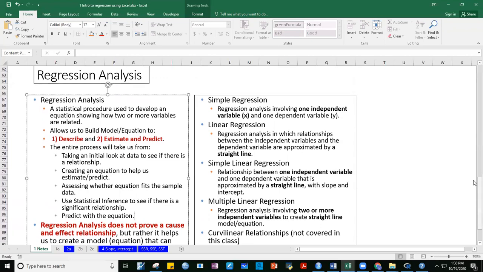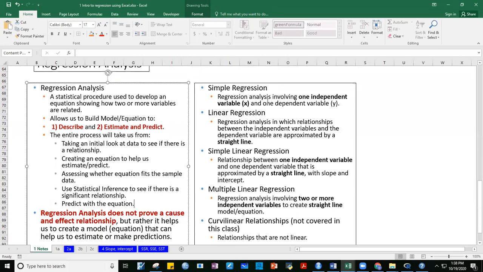For simple regression, guys, we're going to use one dependent variable and one independent variable. And the method that we're going to use later is what we call OLS. I'll explain that in greater detail.